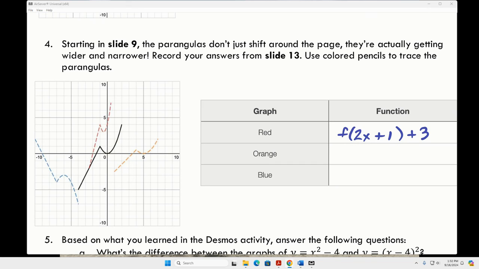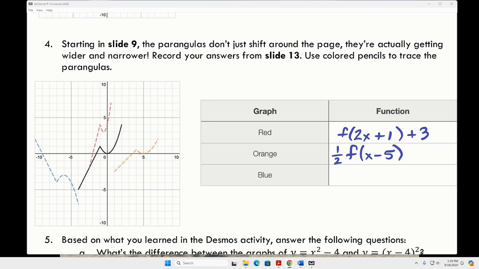All right, did anyone get the orange one to work? It's okay. So the orange one, if we're comparing the black to the orange, it's half as tall. And so the height changed to half as tall, so we do a half on the outside. What else happened to the orange? Shifted to the right, right? All right, so then we subtract 5 on the inside.